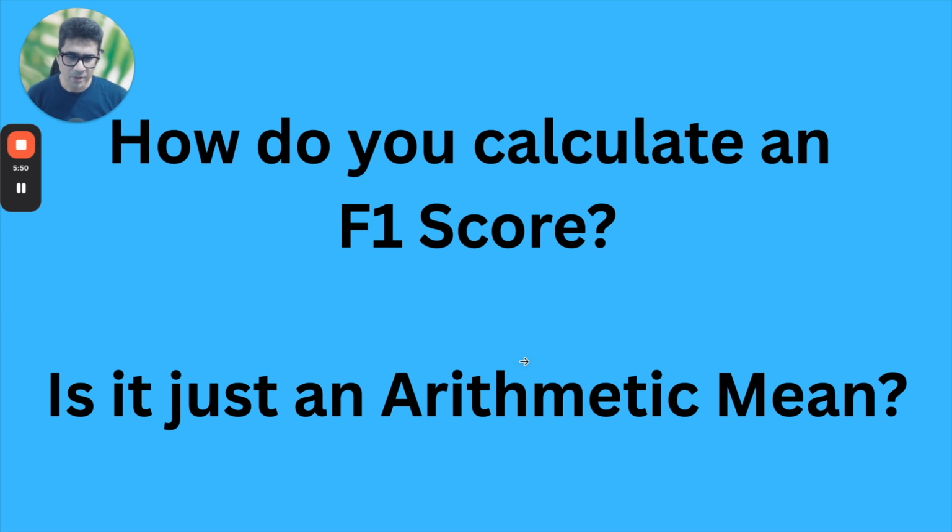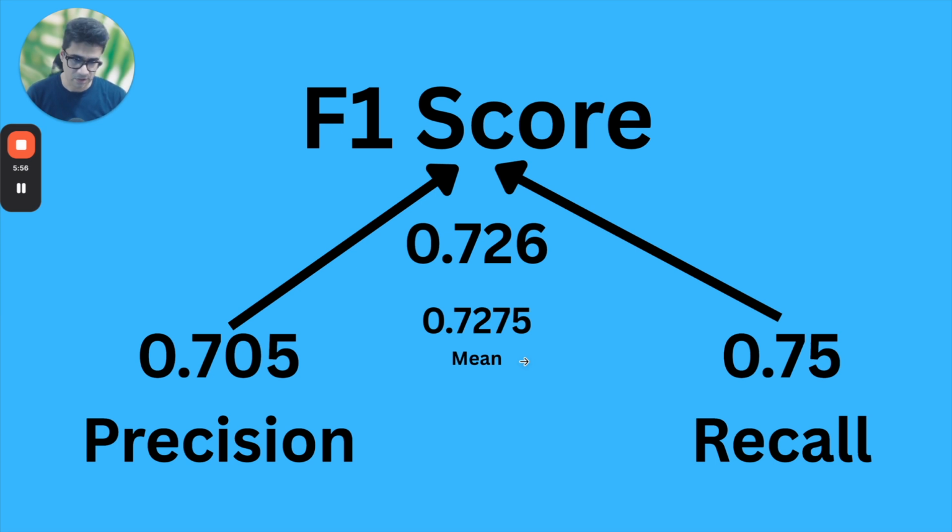So basically, how do you calculate an F1 score? It definitely looks like an arithmetic mean, but is it? It's not actually. An arithmetic mean of both these numbers, 0.705 and 0.75, precision and recall, stands to be 0.7275, which is very close to the F1 score of 0.726. Now, because these numbers are both high and in the same range, this is a good coincidence. Your arithmetic mean seems to be very close to the F1 score.